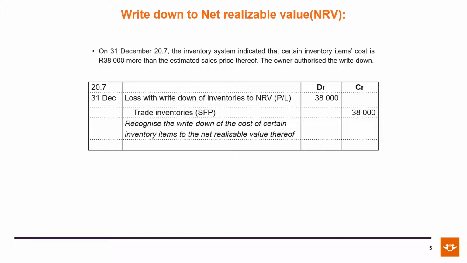If the net realizable value is lower than the cost price, you need to decrease the cost price to be the same as the net realizable value. But if the net realizable value is more than the cost price, then you leave the cost as it is, because the rule says inventories are always recorded at the lower of cost and the net realizable value.